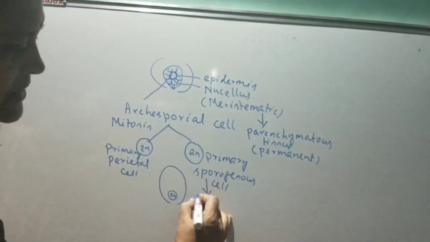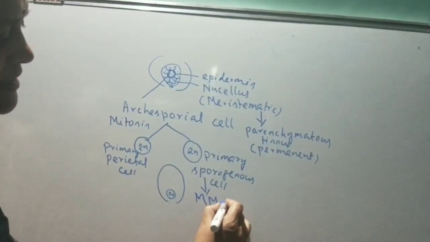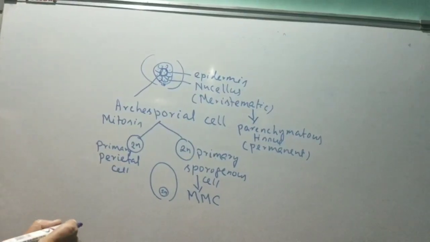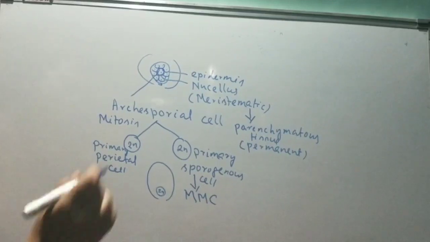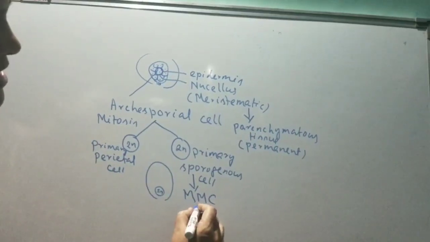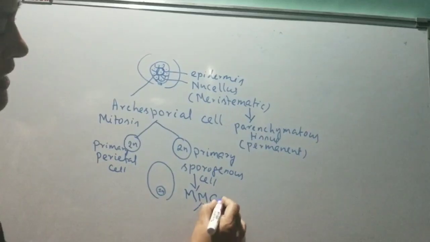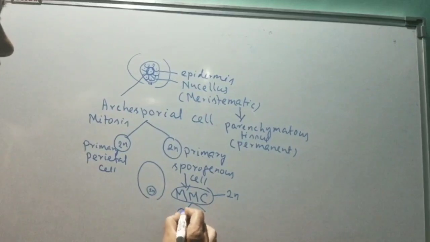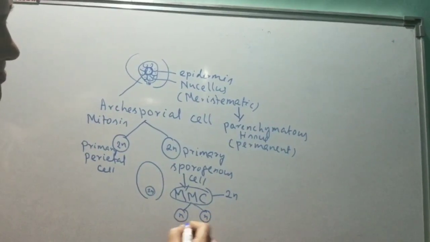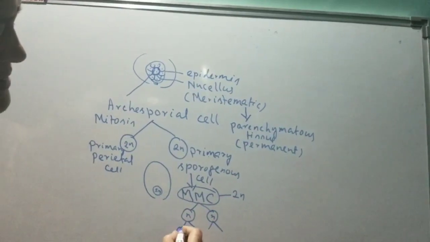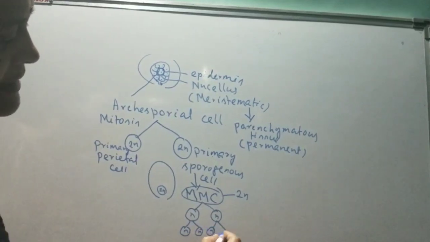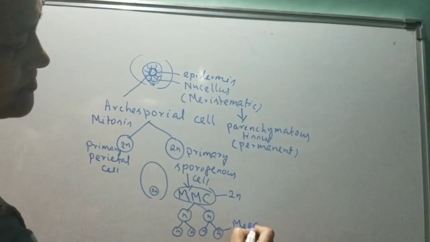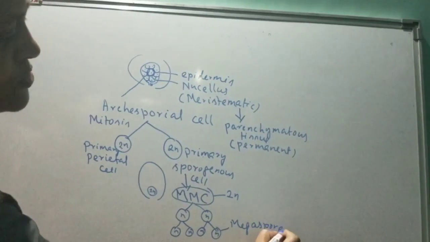That cell modifies, forming the megaspore mother cell. That larger cell towards the micropylar end is called the megaspore mother cell. Now the megaspore mother cell, having chromosome number 2n, divides by meiosis, giving 4 haploid cells, with chromosome number n, that are called megaspores. So 4 megaspores will be formed.